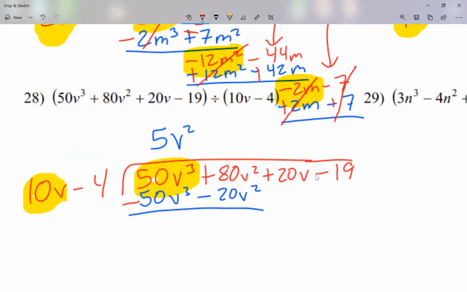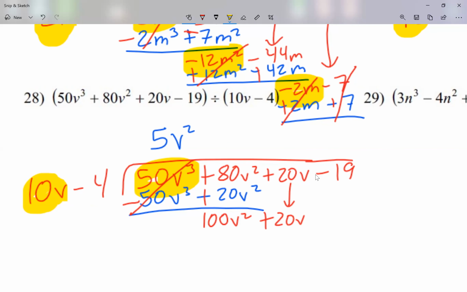So this is negative 50. This is positive 20. 50 minus 50, right? When it comes to v to the third, 50 minus 50 is 0. So that cancels out. That 80 plus 20, that's 100v to the second plus 20v. Notice I just dropped the next term.